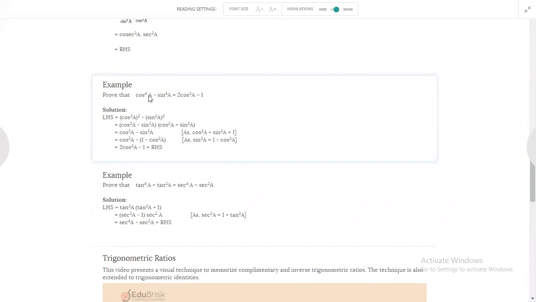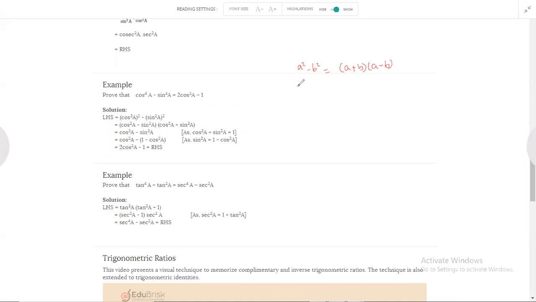Again, you can see here it is of the form a raised to 4 minus b raised to 4. For most of the identities here, we need to know the basic algebraic identities, like a square minus b square. What is a square minus b square? It is a plus b multiplied by a minus b. So this is the identity used here.